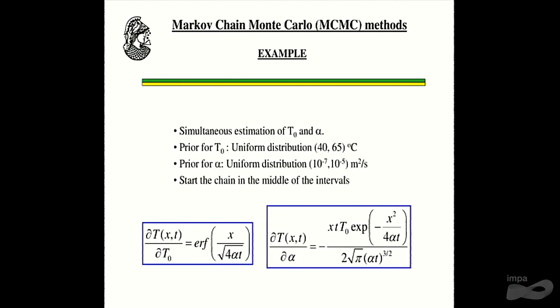And I'm going to use uniform priors for both T0 and alpha. Okay? And I'm going to start the Markov chain in the middle of the intervals. Okay? And why am I doing this? Because when we compute the sensitivity coefficients with respect to T0 and with respect to alpha, they are linearly independent. Okay, so we have linearly independent parameters.